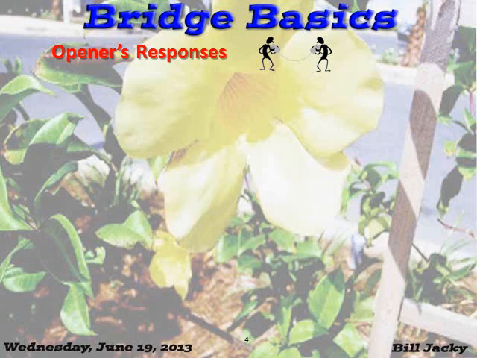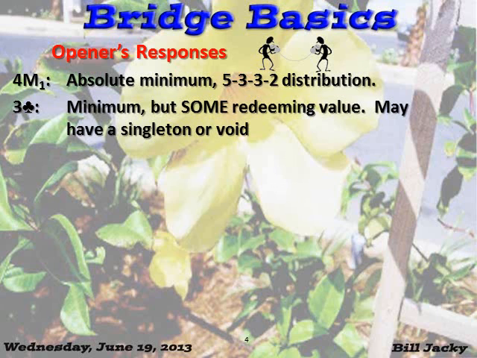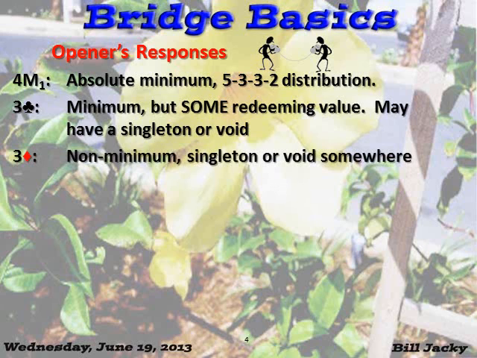Here are the responses to opener's rebids, responses to Jacoby 2NT. They're a little bit different than the original version. Four of the major: one heart, two no trump, four hearts. A minimum hand, 5-3-3-2 distribution. Three clubs shows a minimum hand, but some redeeming value, may have a singleton or void, may also not have. Three diamonds is a non-minimum hand, may and actually does have a singleton or void somewhere.